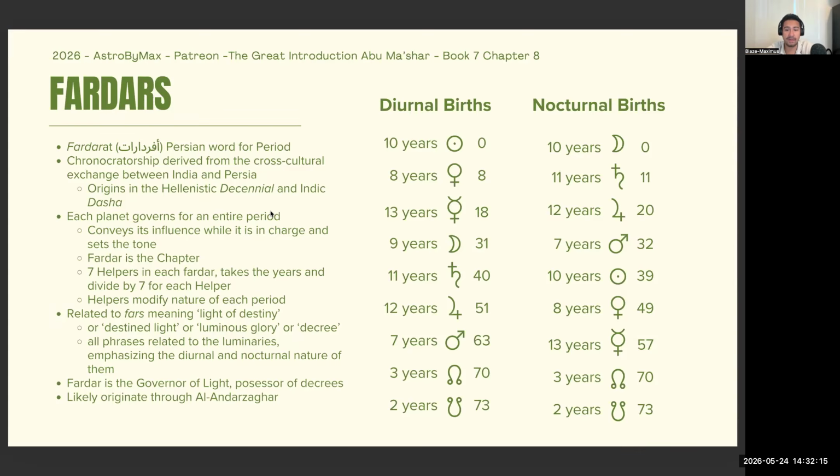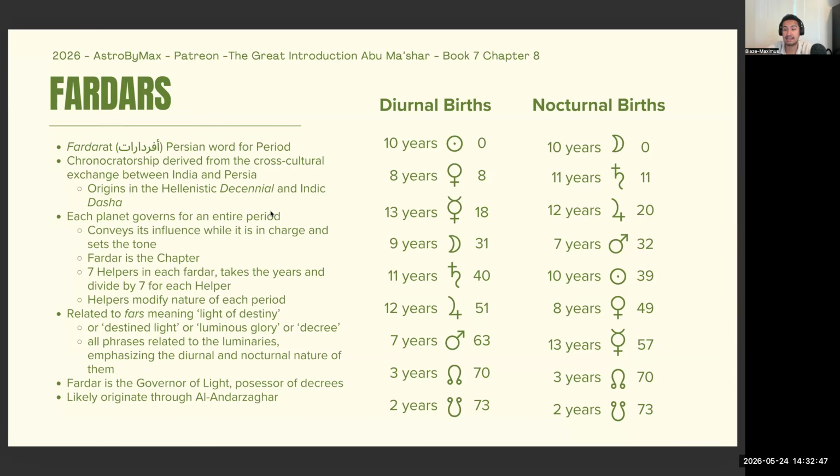And you can see very clearly the influence of the nodes at the end of this period, with the nodes governing 5 years in total together. And each planet governs for an entire period. So the sun will always, in the Fardars, govern 10 years. Venus always governs 8. Mercury always governs 13, and so on and so forth. And each planet will convey its influence while it's in charge and set the tone of that chapter of a person's life. And so the Fardar becomes the chapter, and then each planet, of the 7 planets, takes over as a helper for 1/7 of that period.